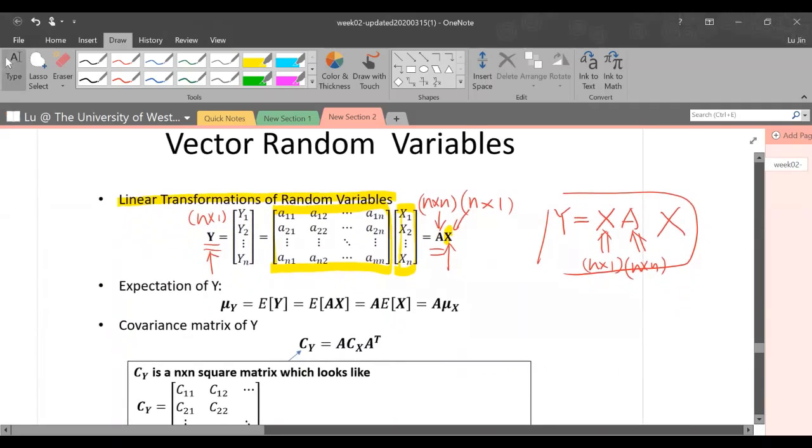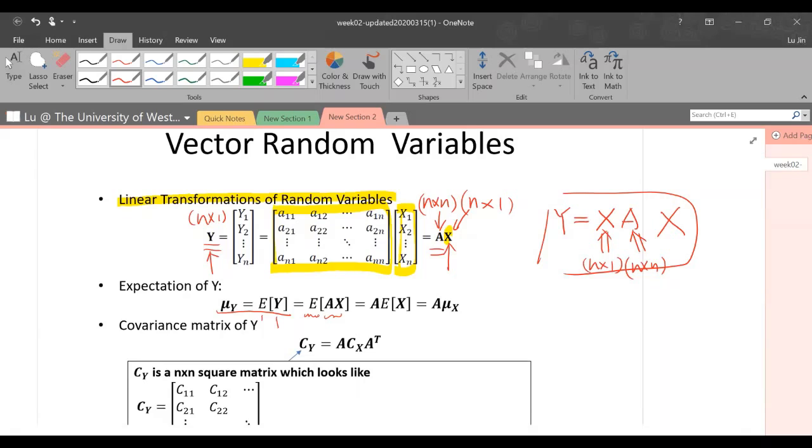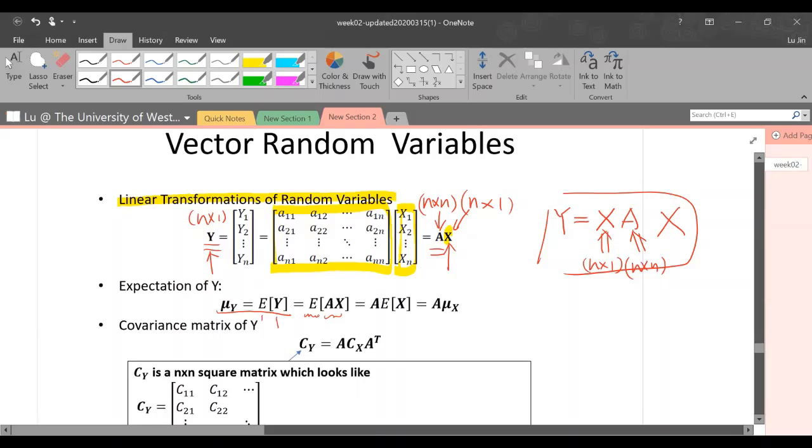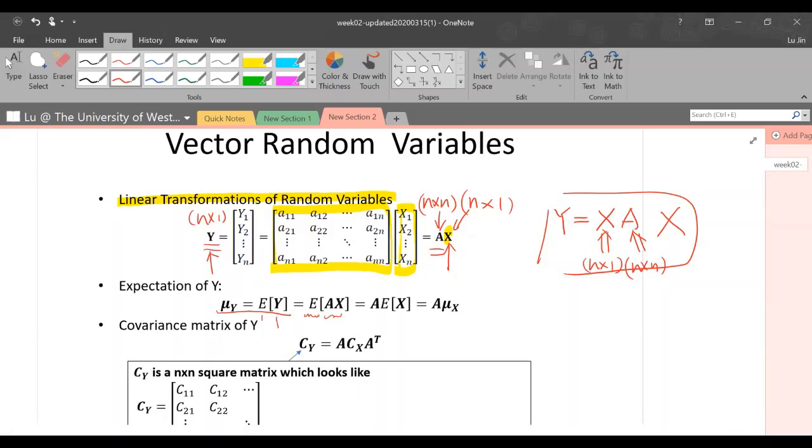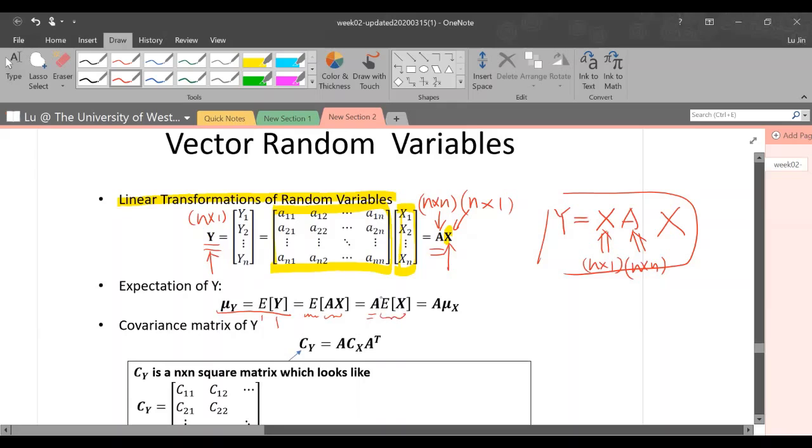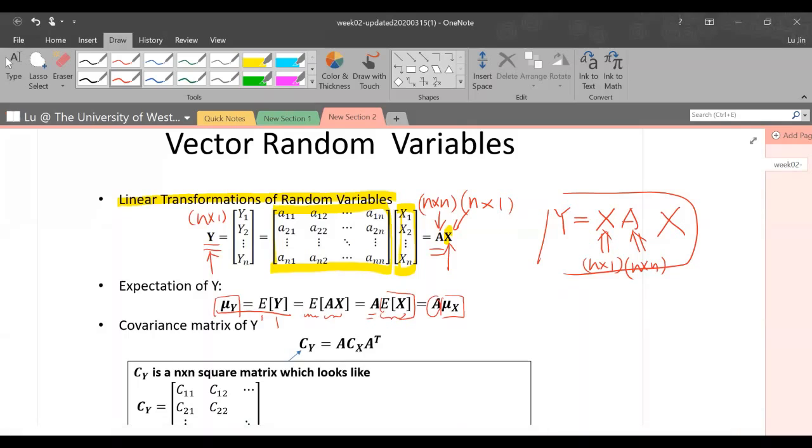Let's move on. The mean vector or the expectation of y: mu y equals the expectation of the y vector, but the y vector equals A times x. The expectation operation cannot operate on the A matrix because in the A matrix they are all constants. We do not have random elements within the transformation matrix A. So we can move A out of the expectation operation, and then E[X] is actually the mean vector of the X vector. Then the mean vector of Y equals the transformation matrix multiplied by the mean vector of X. Easy stuff.